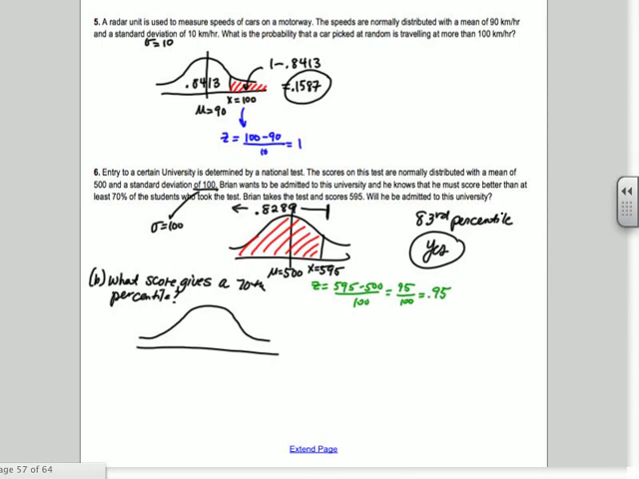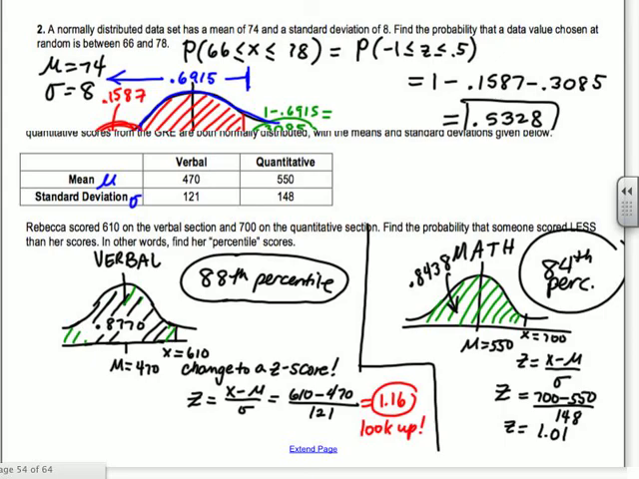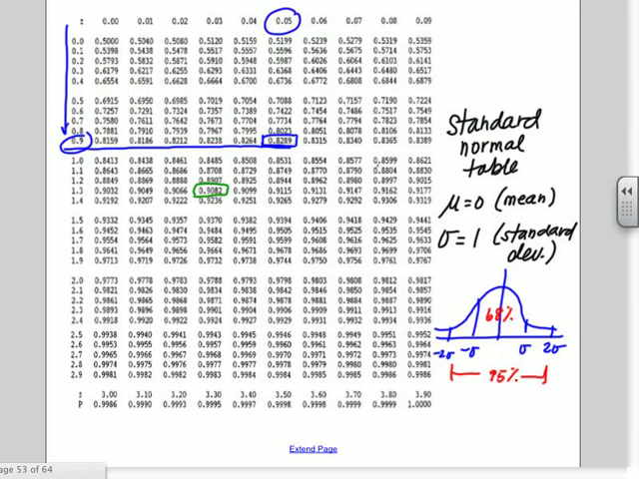Here's what you're thinking. Okay, my mean is 500. I want some score. I don't know what this is. And I want the area under here to be 0.7000, right? That's 70%. Okay, how do you think I would go about finding that? Find it on the table. Okay, what do you mean by find it on the table? Find something that gives you that result. Yep, you want to find the z-score that gives you a result of 0.7000.